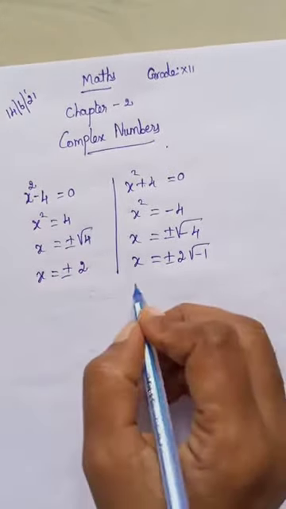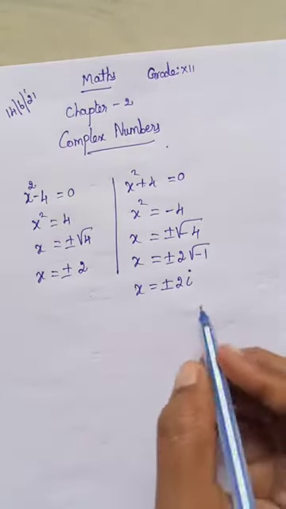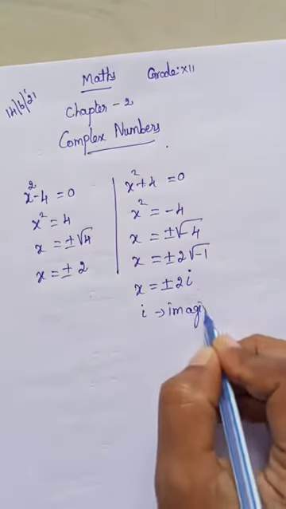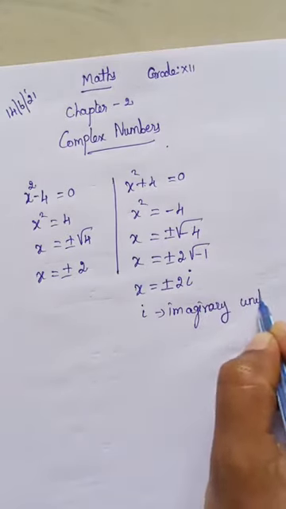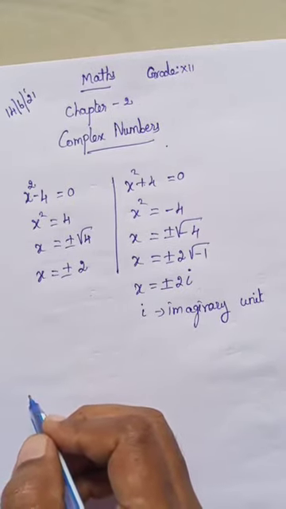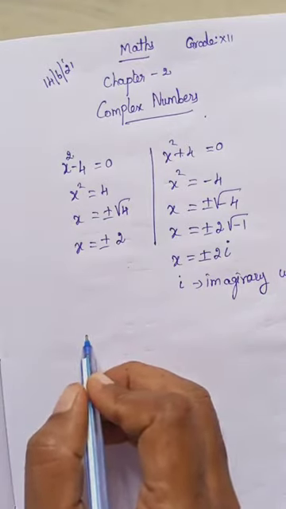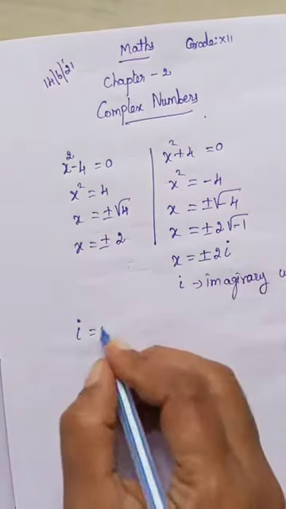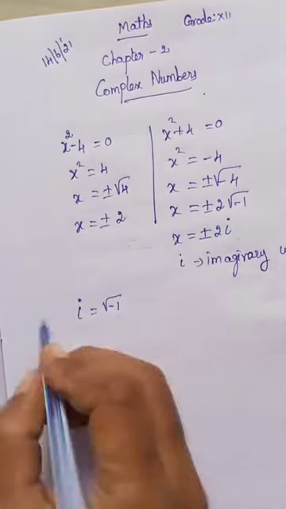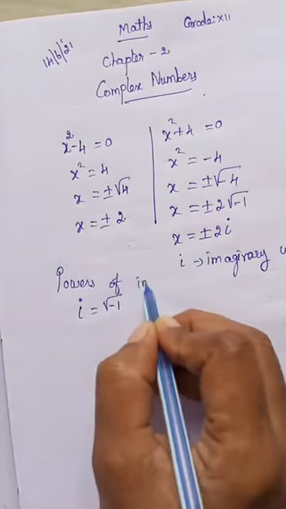For this, we give an imaginary unit, i. This i is the imaginary unit. Now, from this it is understood that i is equal to root of minus 1. Now we are going to learn the powers of the imaginary unit.